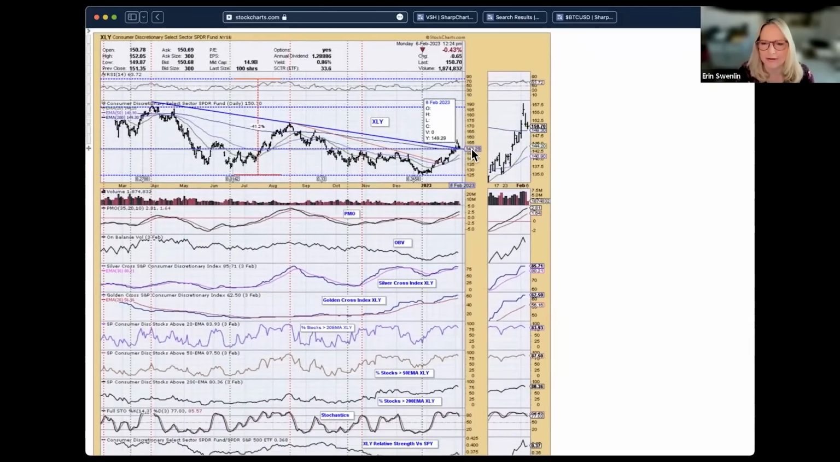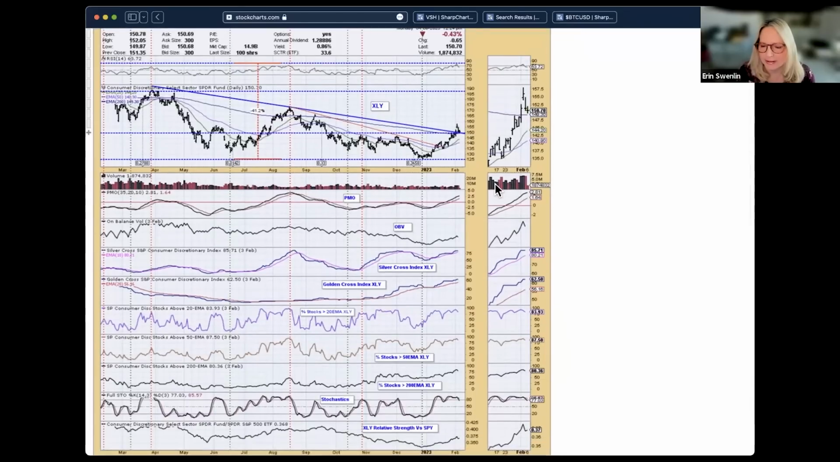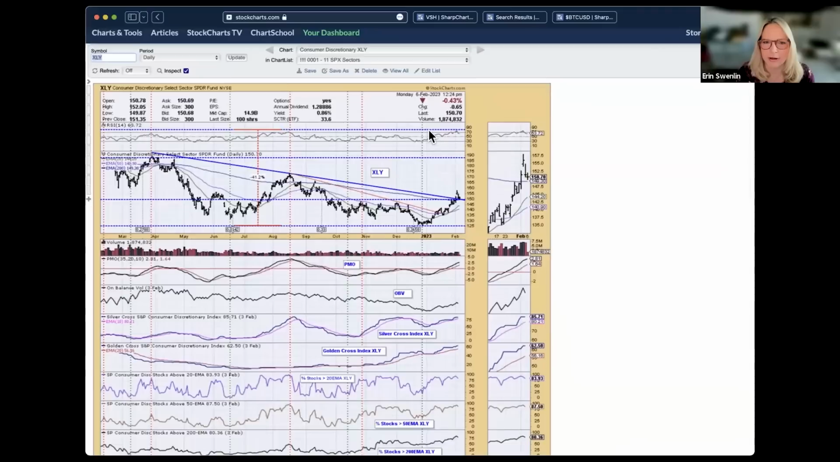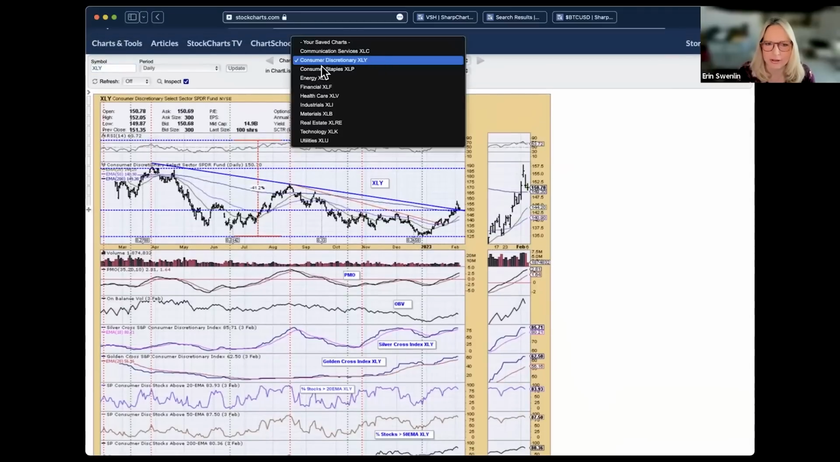Yes, it has pulled back, but like technology, it broke out, and now it's pulling back to that breakout point. When we look under the surface, we're not seeing quite the same deterioration, but we do have fewer above their 20 than we do above the Silver Cross. However, we still have more that are above their 50. So this number here could stay about the same, not likely rising, but certainly at least staying at that level. Stochastics are now dipping below 80. So there's some deterioration under the surface for XLY, but I still think that it's looking pretty good.